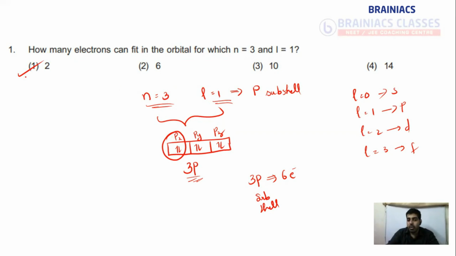So you have to remember this: 3p is the subshell, and in the 3p subshell we can place a maximum of 6 electrons. That means each orbital, px, py and pz, can accommodate 2 electrons. These three orbitals combine to form the 3p subshell, and in total we can place 6 electrons, with 2 electrons in each orbital. I think it's clear. Moving on to the next question.